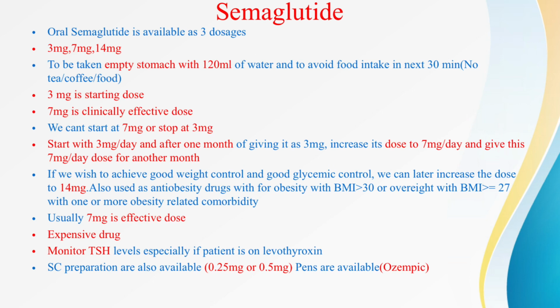The starting dose of semaglutide is 3 mg but the effective dose is 7 mg. We can't start semaglutide with 7 mg or stop at 3 mg. We have to start with 3 mg per day, and after 1 month of giving it as 3 mg, thereafter we can increase its dose to 7 mg per day and give this 7 mg per day for another month. If we wish to achieve good weight control and good glycemic control, we can later increase the dose to 14 mg.